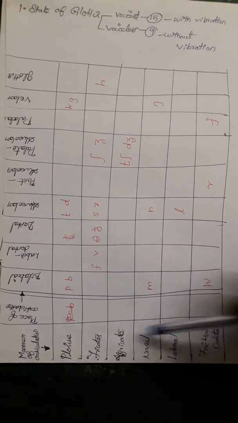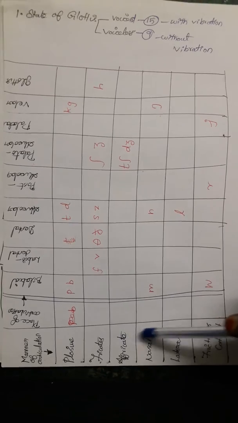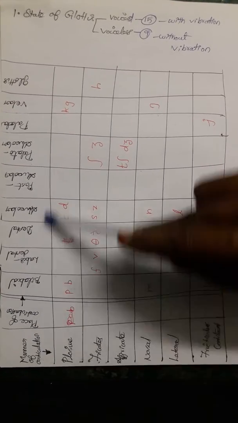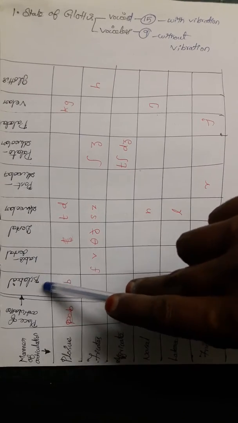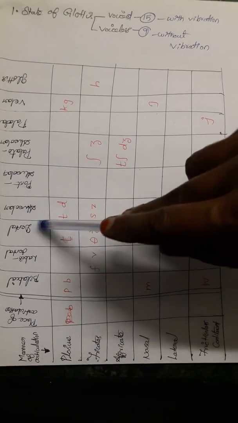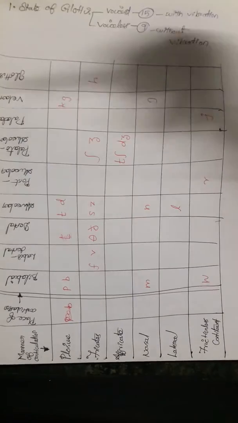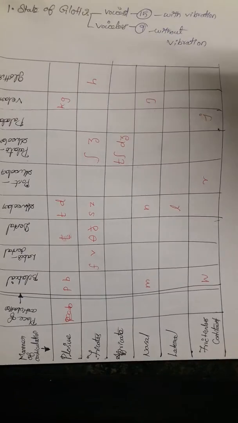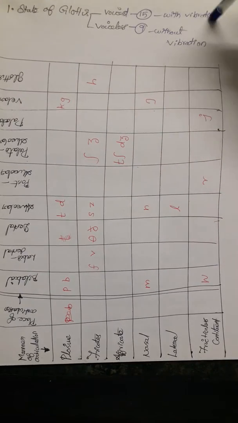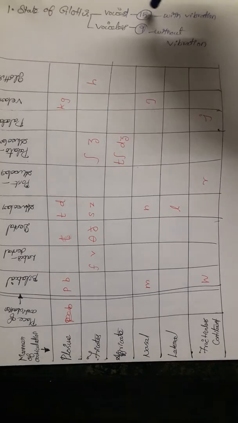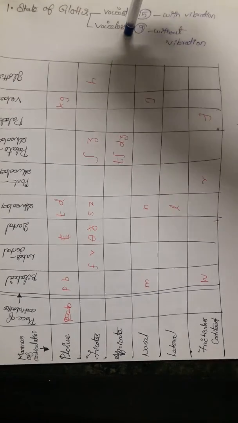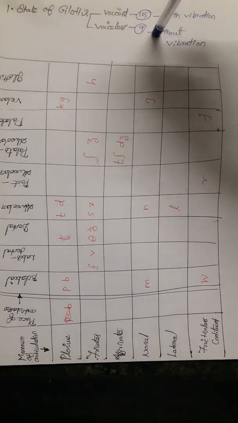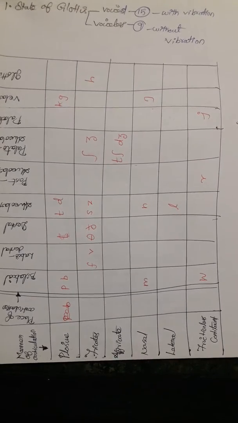These are the manner of articulation. They are called plosives, fricatives, affricates, nasal, lateral, and frictionless consonants. And in the place of articulation, we have bilabial, labial, dental, alveolar, post-alveolar, palato-alveolar, palatal, velar, and glottal. The state of the glottis is known as voiced when the vocal cords vibrate. We have 15 voiced sounds, and the voiceless are the consonant sounds made without vibration. We have 9 voiceless consonant sounds.